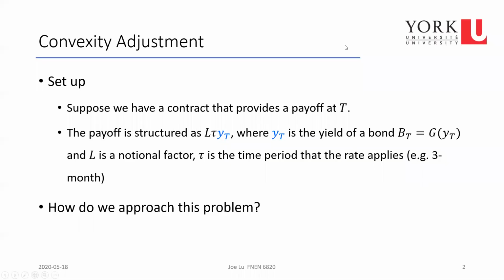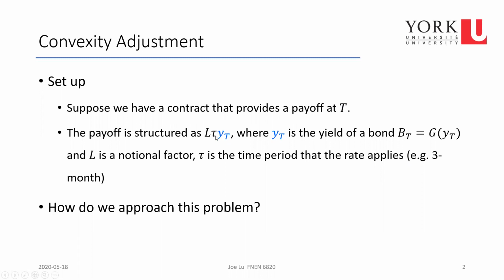Let's first look at convexity adjustment. Now suppose we have a contract that provides a payoff at time t, the maturity t. The payoff is structured as a function of yields. So you have a notional, an annualized yield, and this is basically a time period.